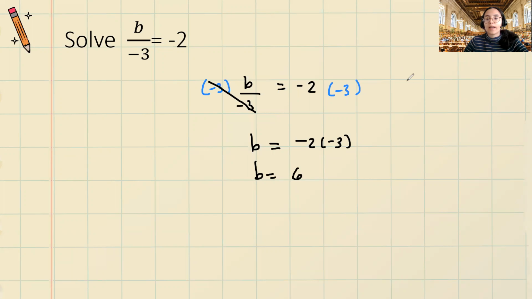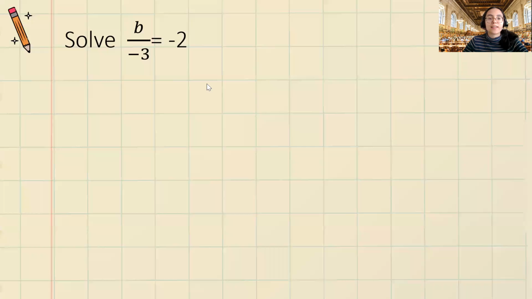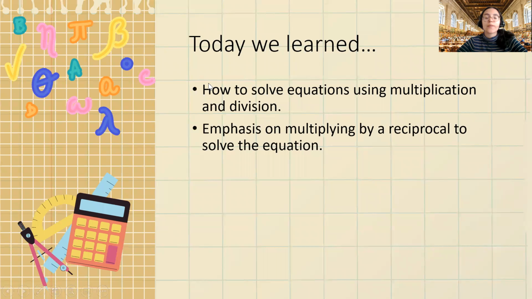And just like that, we've done so many examples. I hope that it is making sense and that you're getting a lot of good practice from this. So we've reached the end of our presentation, and today we learned how to solve equations using multiplication and division. And we used an emphasis on multiplying by reciprocal to solve equations as well as step by step. So thank you so much for your time and attention, and we will see each other in the next video.